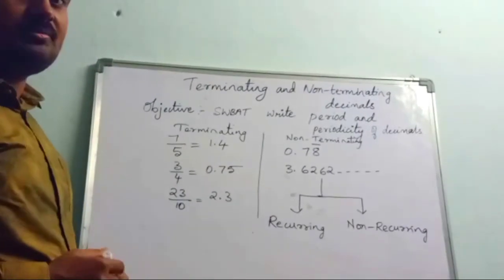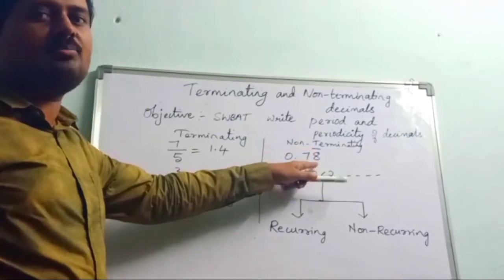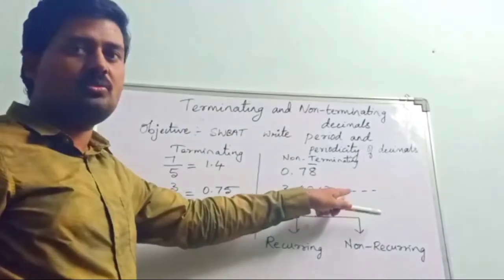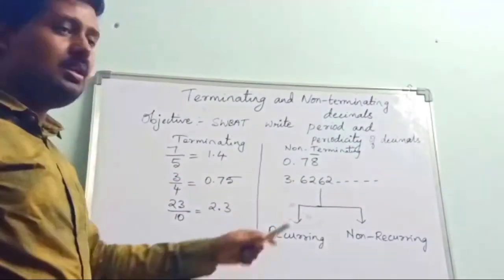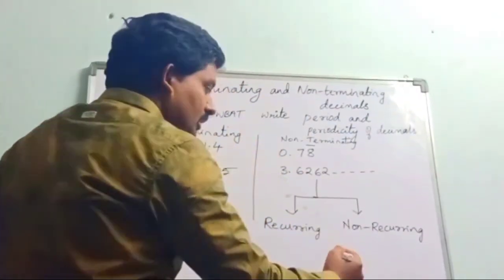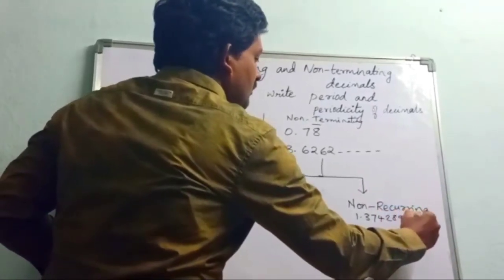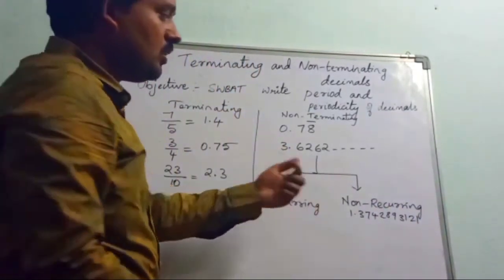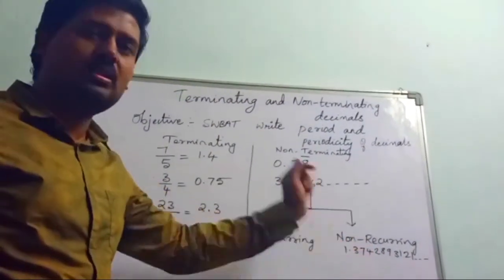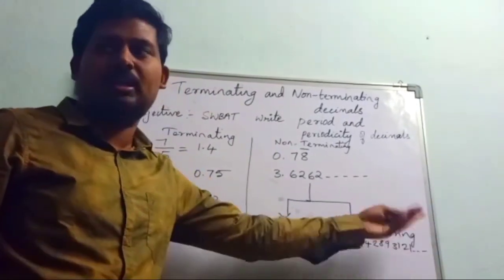If I have this example, 8 is indicated with a bar. That means 8 is being repeated. Here 6-2, here 6-2, next also 6-2. That means 6-2 is being repeated. Let us take an example which is non-recurring. For example, 1.3742893121, so on. If you see this decimal, there is nothing which is repeating, right? Every number is different. It is not coming again and again.